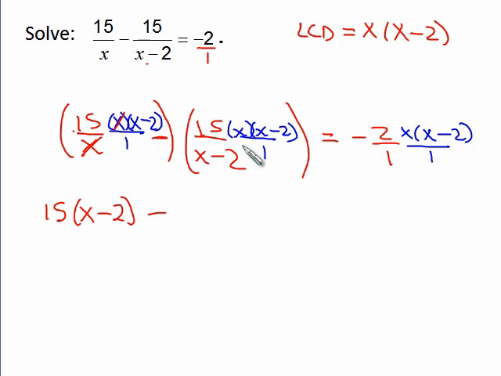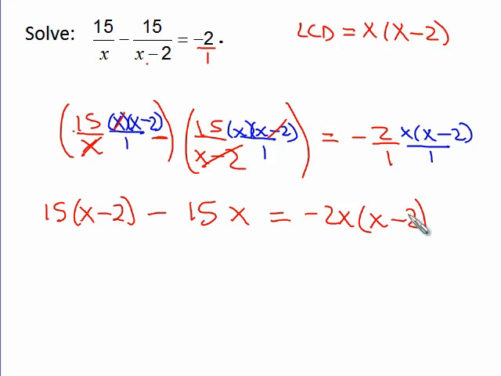And then where this fraction used to be, the x minus 2 cancels, and I still have the 15 and the x. And if you look at this third one, nothing cancels. This is why I like to put the ones down here, so you can make sure that you see that everybody's on the top or in the numerator. So I have a negative 2x and still an x minus 2.